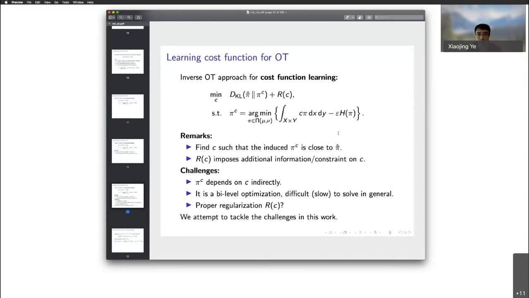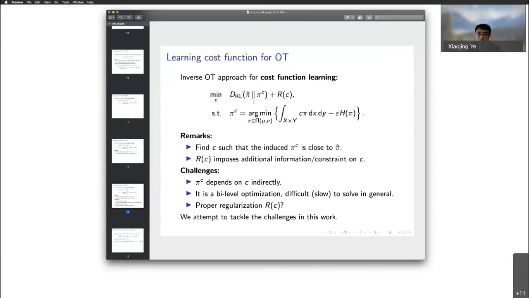But maybe I should put it this way. When you add an entropy regularization or not, that will affect a lot. Yes, that will affect. One thing is that the pi_c we are going to recover, if you have the regularization, will be non-sparse, dense everywhere, because there should be no zeros at all. But this pi hat may have zeros. So in that case, matching the two could be a little bit difficult, especially when the pi hat has lots of zeros, because in general, if you do the original OT, the pi hat may be very sparse.